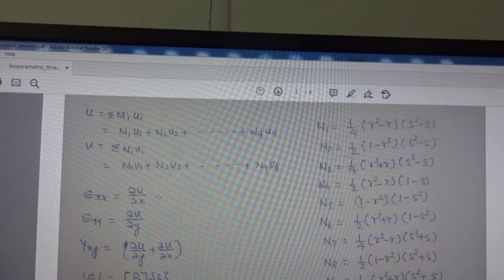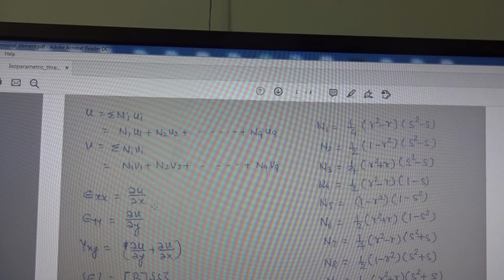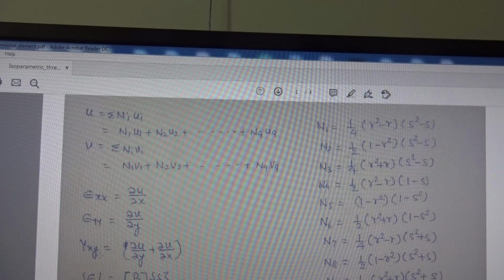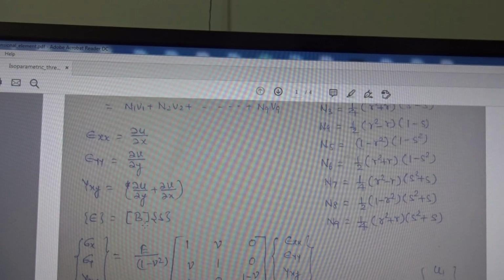You can write it yourself. You can differentiate it, and you can get the values of epsilon x and epsilon y in terms of N1, N1 u1, N2, N2 u2. When you differentiate it, you will get the values as discussed for the four-node element. Similarly, you have to proceed for epsilon y, del v by del y, and gamma xy equal to del u by del y plus del v by del x, and you write the strain epsilon equal to B matrix into delta.